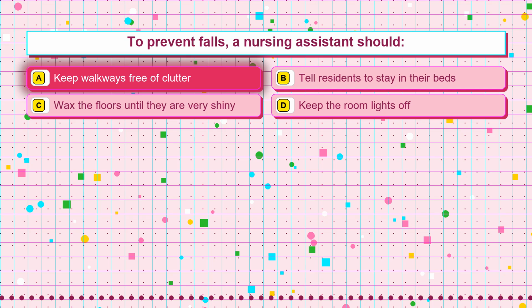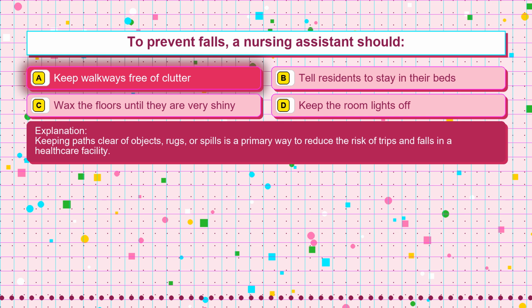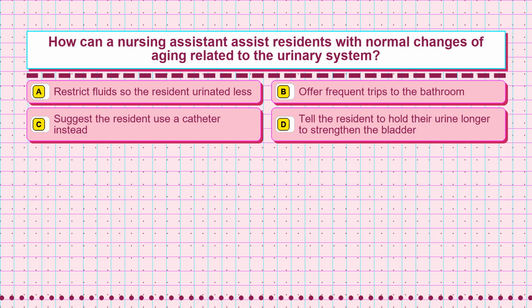The correct answer is option A. Keep walkways free of clutter. Keeping paths clear of objects, rugs, or spills is a primary way to reduce the risk of trips and falls in a healthcare facility. Question 51.